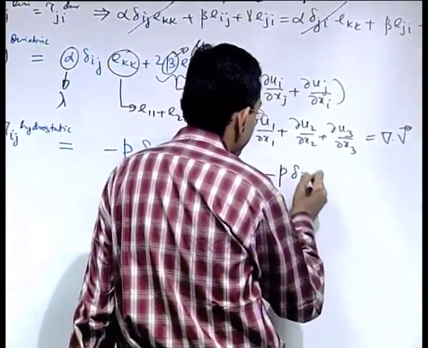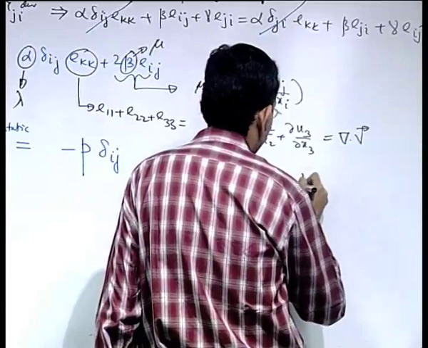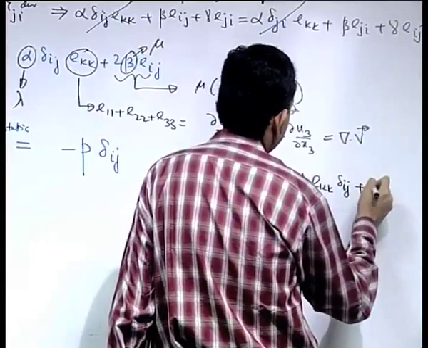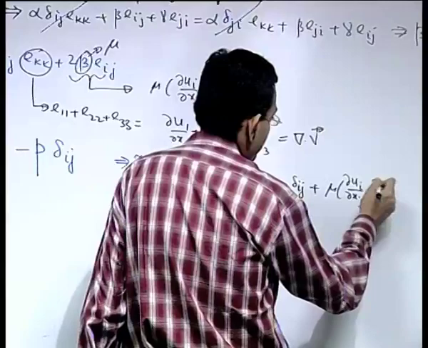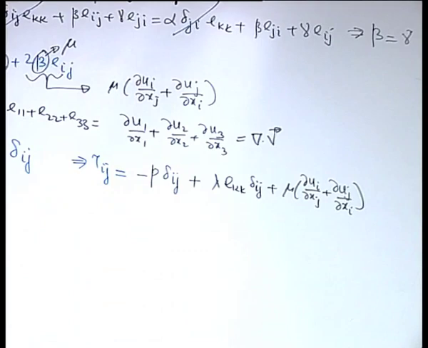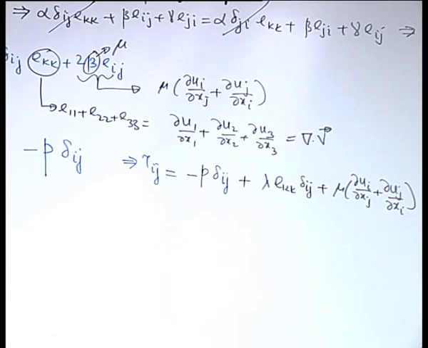plus lambda ekk delta ij plus mu into this one. See why we have done this exercise.